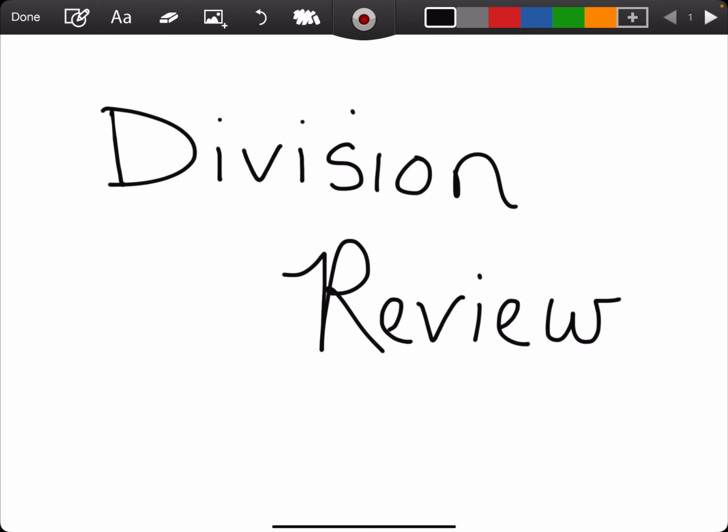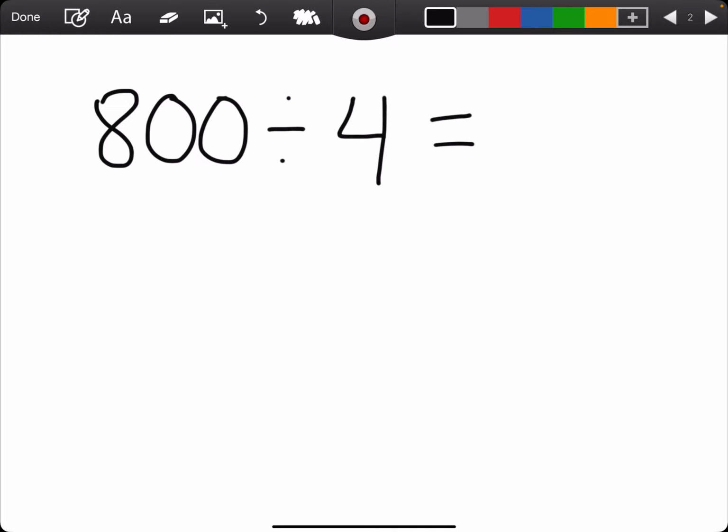Okay, so I am going to make a quick review on division. What we're going to do here is take a look at some division problems where the dividend is a multiple of 10. So if we look here, we have 800 divided by 4. How am I going to go about this?